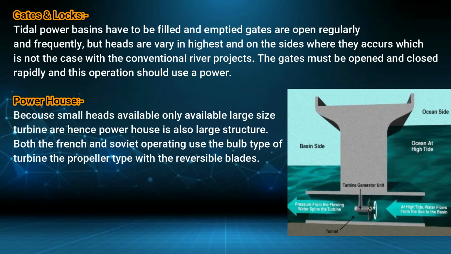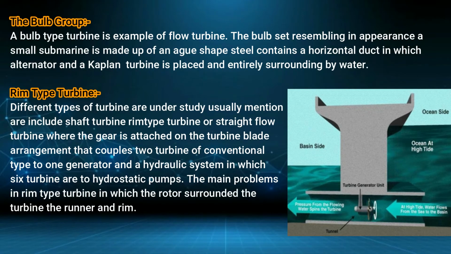Both the French and Soviet operations use the bulb type of turbine and the propeller type with reversible blades. The bulb group. A bulb-type turbine is an example of a flow turbine. The bulb set, resembling in appearance a small submarine, is made up of an egg-shaped steel container with a horizontal duct in which the alternator and turbine are placed, entirely surrounded by water.